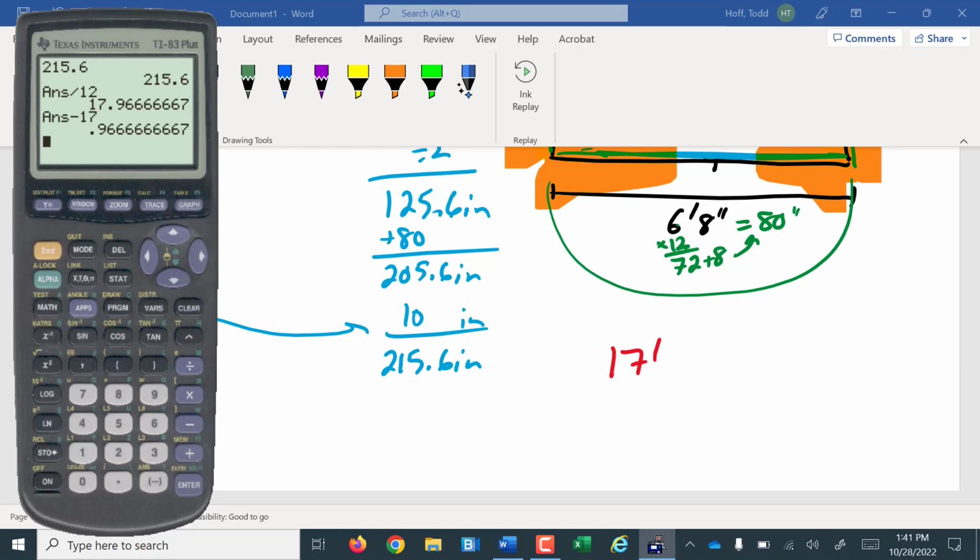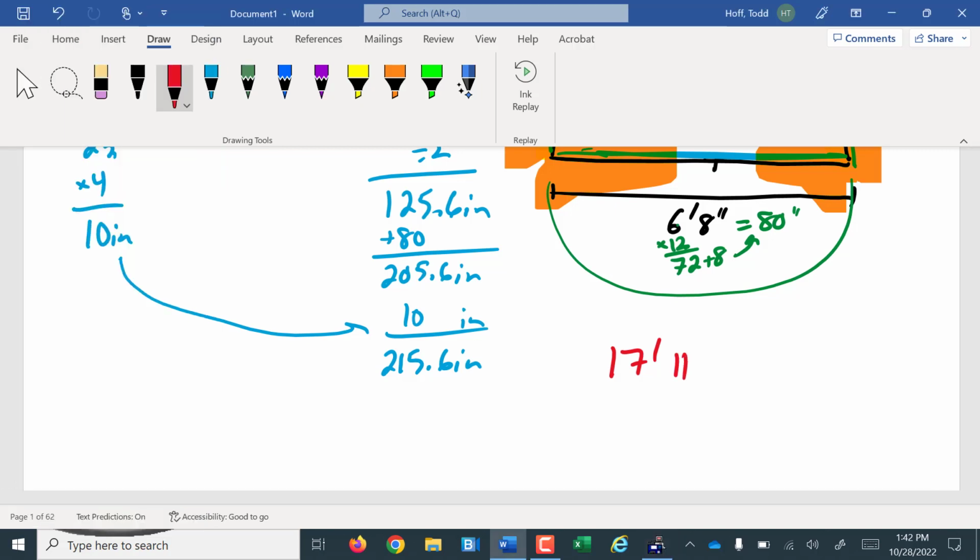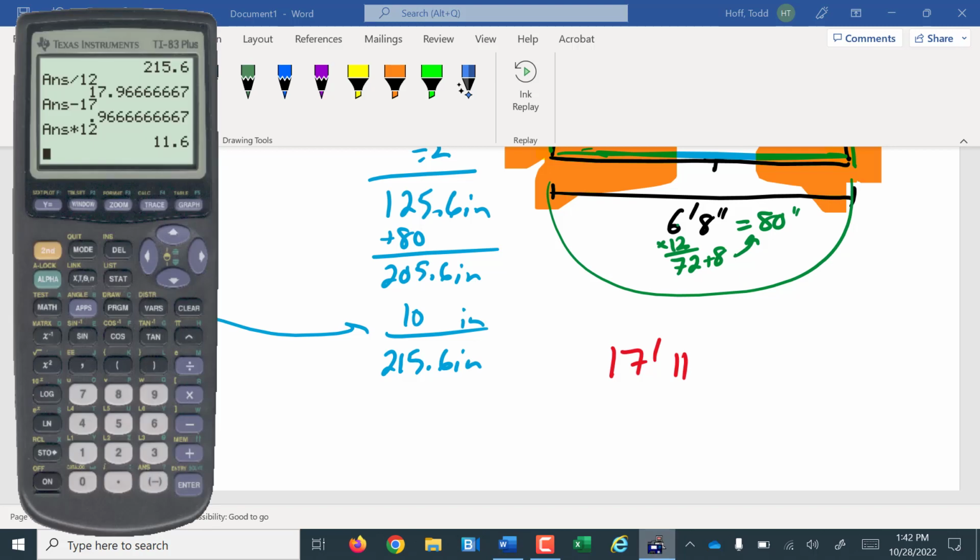Then, careful, I gotta get it back to inches yet. Multiply by 12, 11.6, that's 11 inches. Now what? Subtract the 11 that we used up, and then the 0.6.